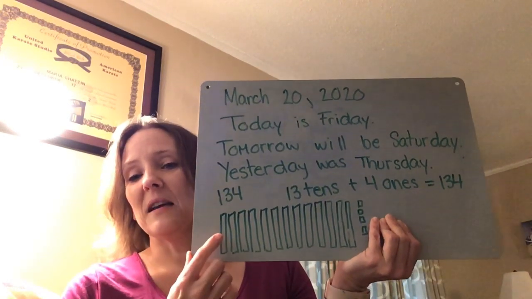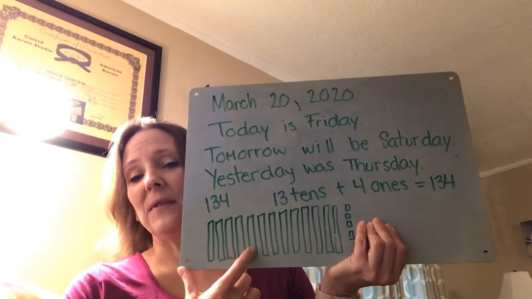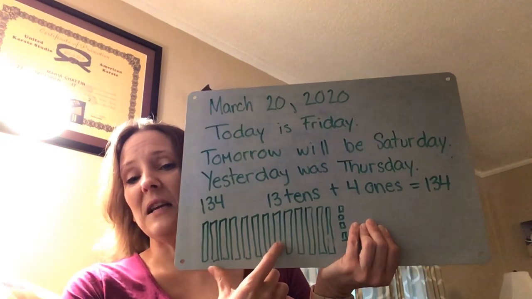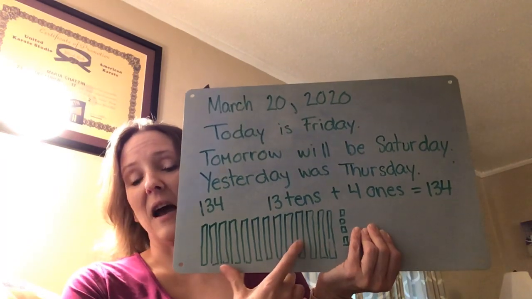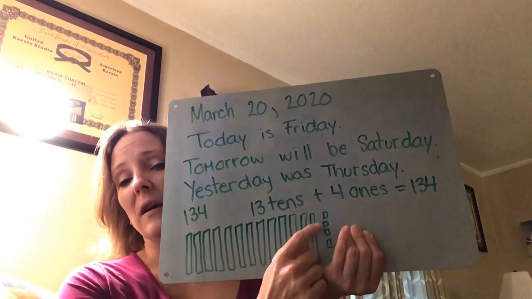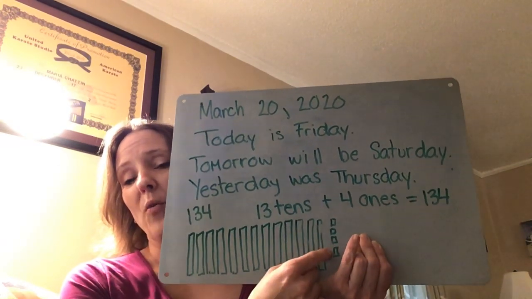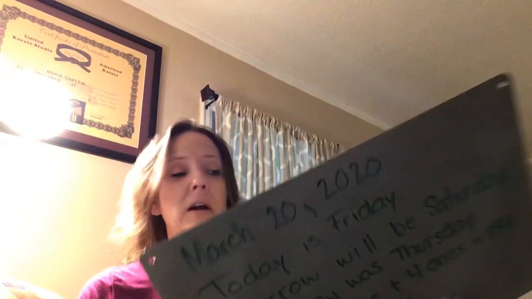Let's count these. 10, 20, 30, 40, 50, 60, 70, 80, 90, 100, 110, 120, 130, 131, 132, 133, 134. Very good. And as I said, Grayson sent me his money.